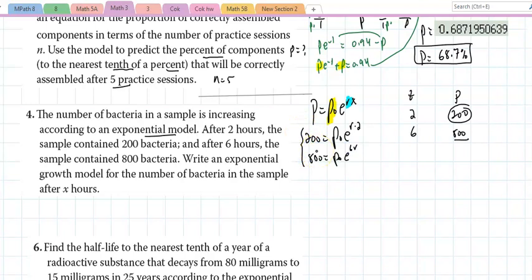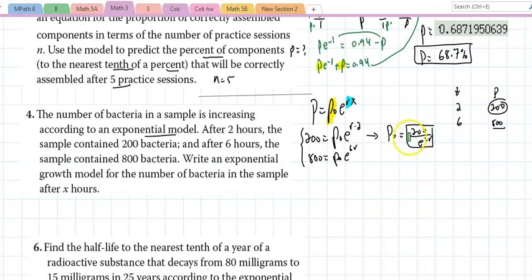Now, the one thing I was hoping for is that we do this before the next chapter, but this problem is a loner. They really don't go into systems of equations because we're going to learn that in chapter 7. But for now, if I take the top equation, wouldn't you say the initial is 200 divided by e to the 2r? Take this and substitute it right there. Wouldn't that be 800 equal 200 over e to the 2r times e to the 6r?